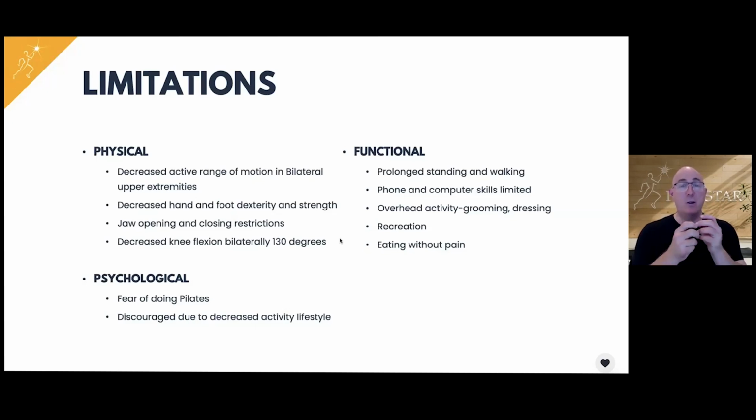We take for granted that we can send a text. She said that it's almost impossible for her to do a text without having neurological symptoms in her wrist and weakness and numbness in her fingers. So imagine living in today's world. She's young, not being able to have that dexterity. Overhead activity, grooming, dressing, all very challenging due to the shoulders. Not recreating very much, would like to do the Pilates, and she'd like to be able to eat without pain.